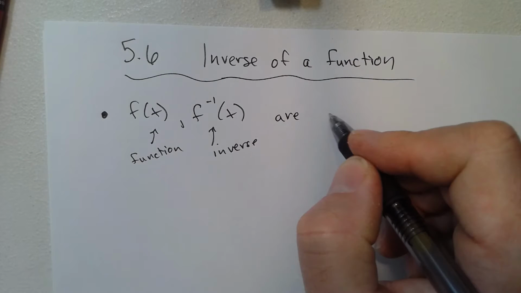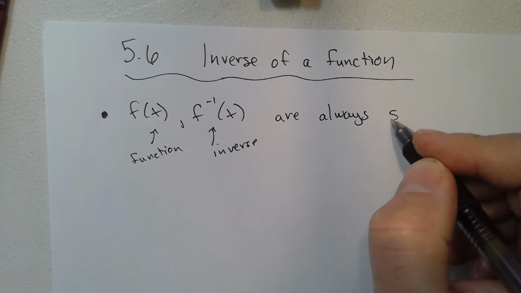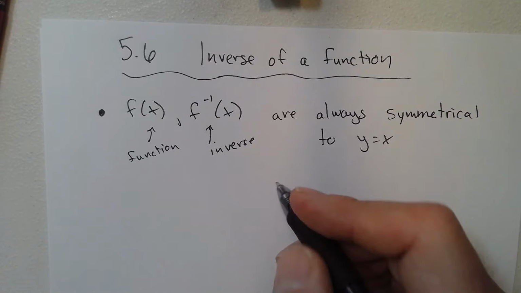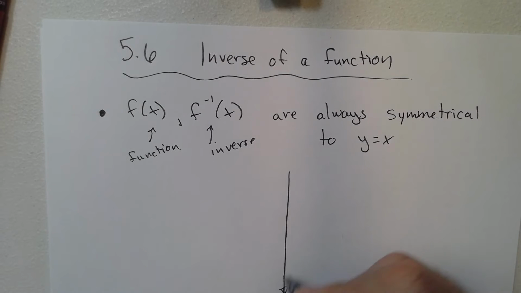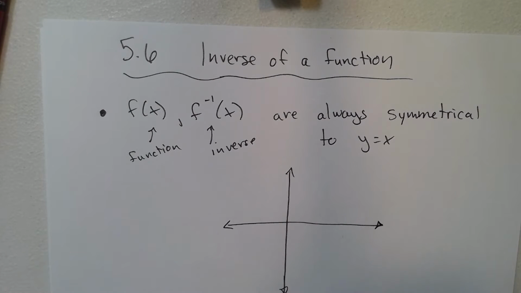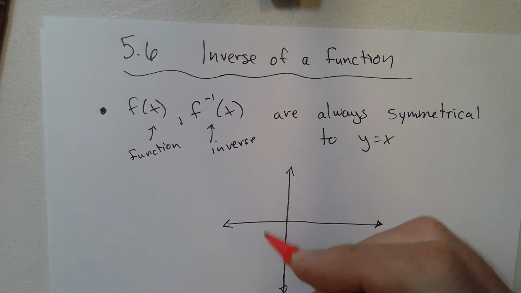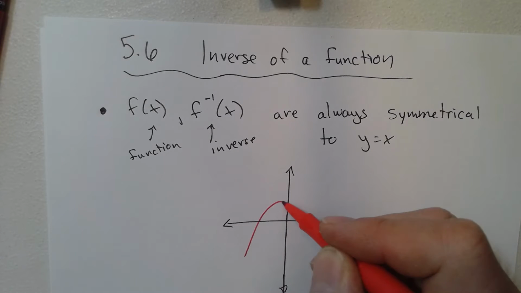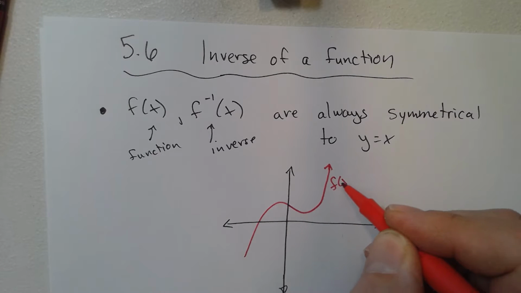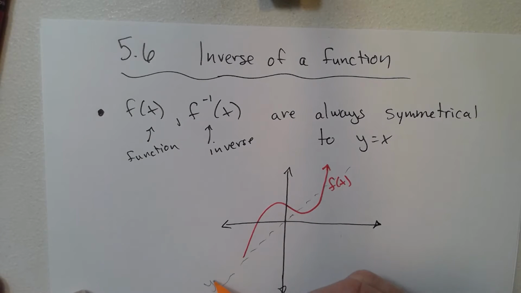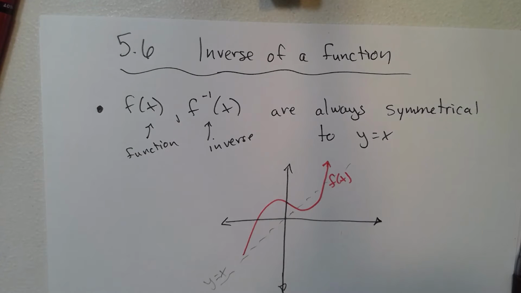They are always symmetrical to y equals x. Okay, so they're symmetrical with the line y equals x. And I'll give you an example of that. So let's say this right here is f of x, and this is the line y equals x. Then the inverse of it has to be flipped across the line y equals x.